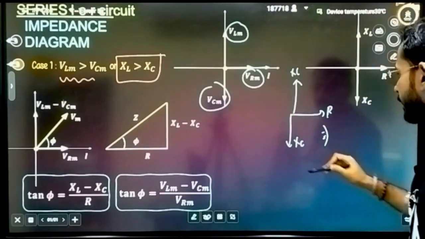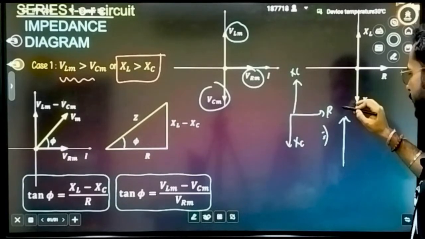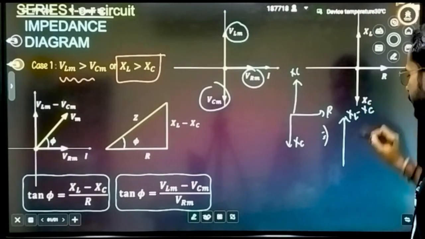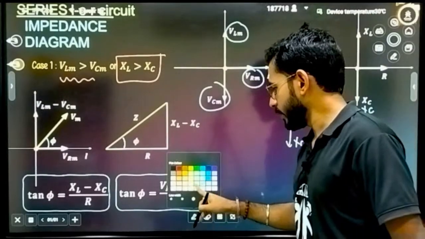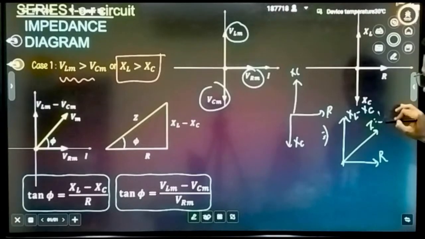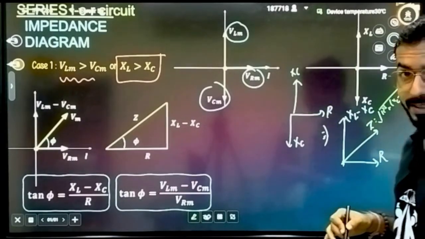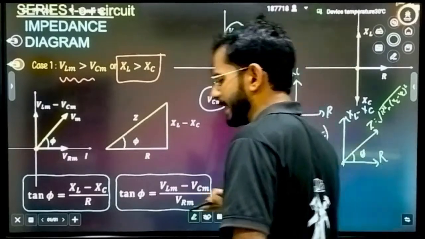Then what will I be doing? I will draw the resultant. How can two vectors in opposite directions be written? It will be written as XL minus XC, and here it is already the resistance. Now if I ask you what the resultant will be, impedance Z will be root under R square plus XL minus XC whole square. And if I ask you who will be leading?